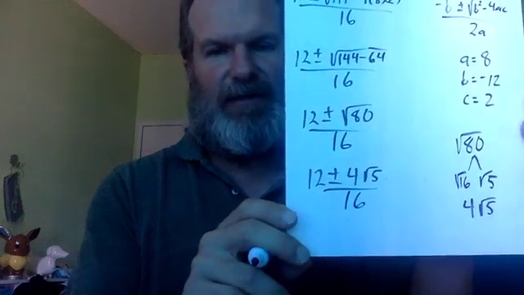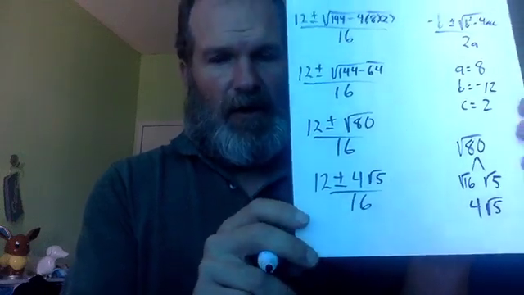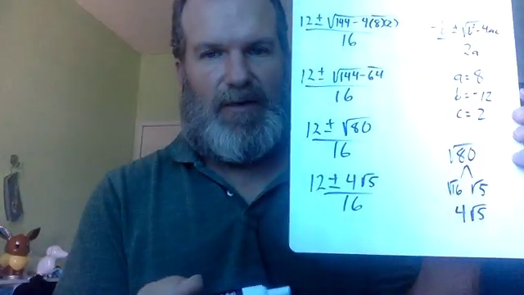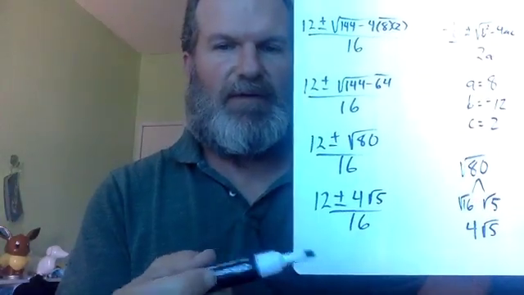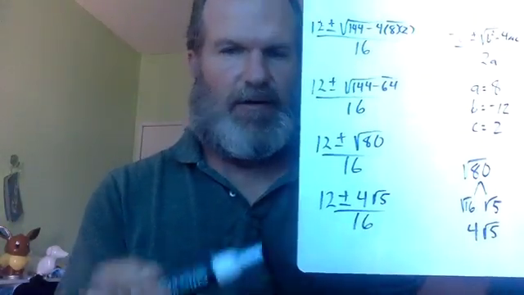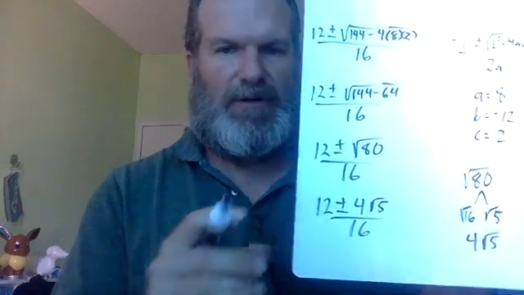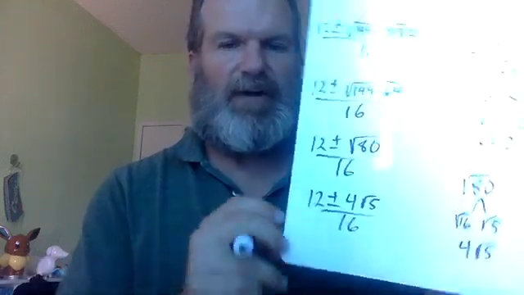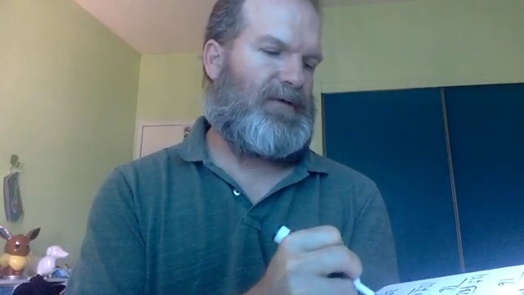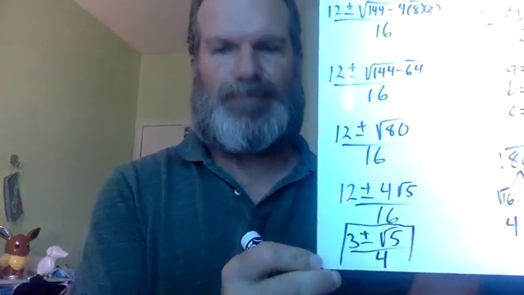Now we can reduce this fraction. Now we can find the greatest common factor of 12, 4, and 16, the 3 whole numbers. And that's the number 4. So you divide all 3 of those whole numbers by 4, and you get 3 plus or minus 1 square root 5, which is just square root 5, over 4. So that would be your final answer.